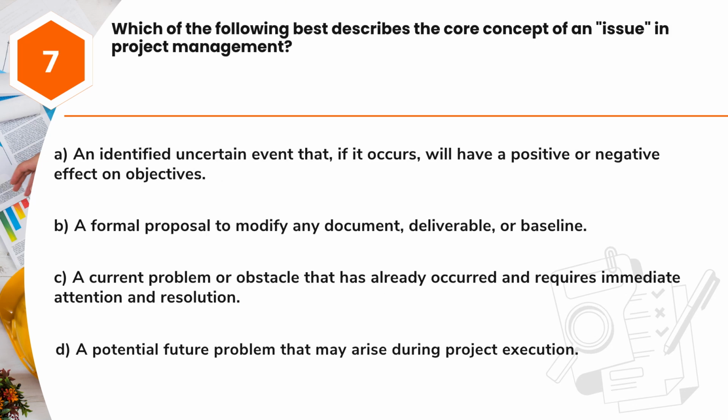Question 7. Which of the following best describes the core concept of an issue in project management? A. An identified uncertain event that, if it occurs, will have a positive or negative effect on objectives. B. A formal proposal to modify any document, deliverable, or baseline. C. A current problem or obstacle that has already occurred and requires immediate attention and resolution. D. A potential future problem that may arise during project execution.